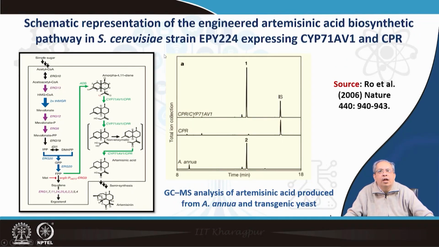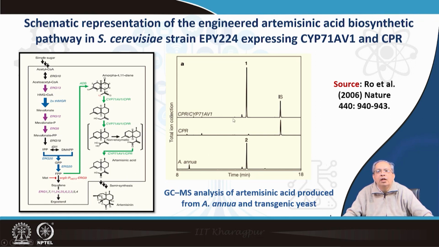Next important point is that attempts were made to express this pathway in the yeast system. These genes, that is the reductase and cytochrome P450 genes, several, 2 or 3, were transferred into yeast, and as a result, we see the formation of artemisinic acid. So, artemisinin was not, but artemisinic acid was detected. That served as the precursor, and then subsequently using a semi synthetic approach, artemisinin can be made.